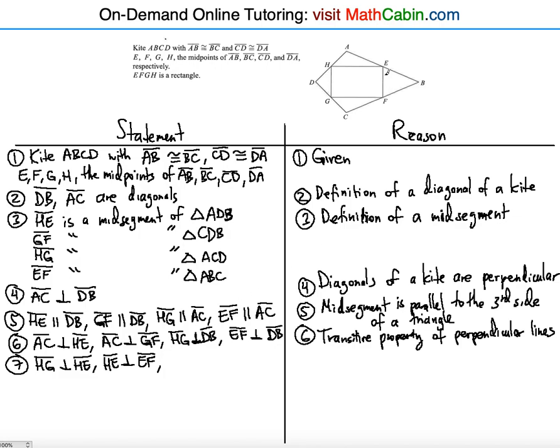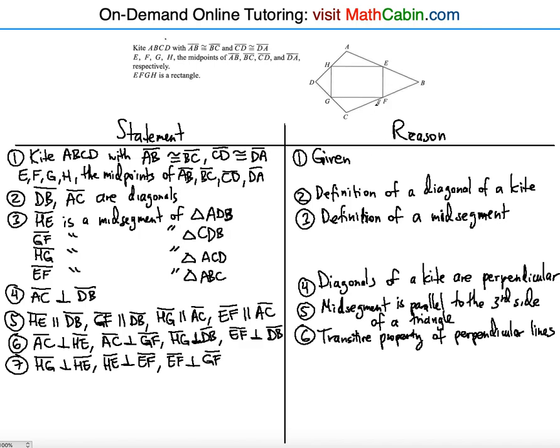Good. Now we need EF being perpendicular to GF, right? So let's see. EF here is perpendicular to DB, but DB is parallel to GF. So that means we can let go of the DB and EF will be perpendicular to GF. Beautiful. EF is perpendicular to GF.